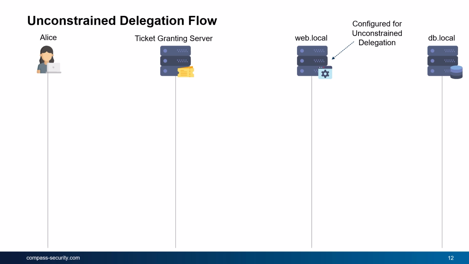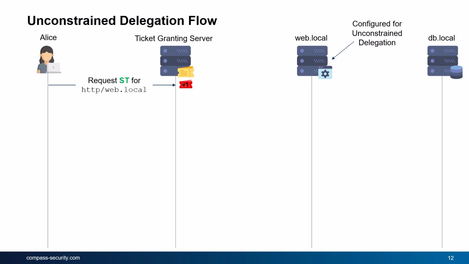If we look at that schematically, we start with the first service ticket request. So the user has already acquired a ticket granting ticket, and will then make a first request for a service ticket for a specific resource. In our case, that could be HTTP on web.local, so a web application. And as you can see in our example, web.local is configured for unconstrained delegation.